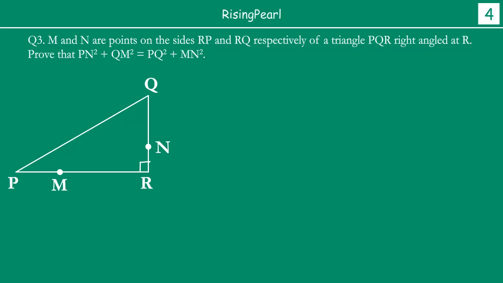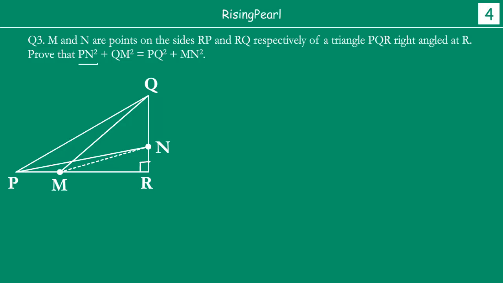So we have to then join P and N. Let's do that. Because we have PN square, so we joined PN plus QM square. So QM is this line, so we have to join QM as well. So we have QM square, and then we have is equal to PQ square, plus MN square. So looks like MN would be this line. So we have to do one final thing, which is we have to join MN as well.